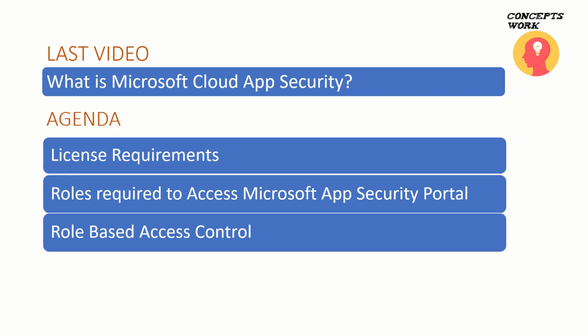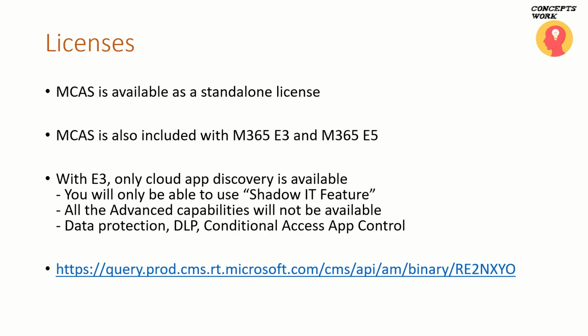The core agenda of this video will be knowing what the license requirements are, what roles you need to assign to specific users so that they can access portal.cloudappsecurity.com, which is the CASB portal itself, and how the dedicated RBAC service, which is available with the CASB portal itself, works in a nutshell. Okay, so let's proceed by knowing the license requirements itself.